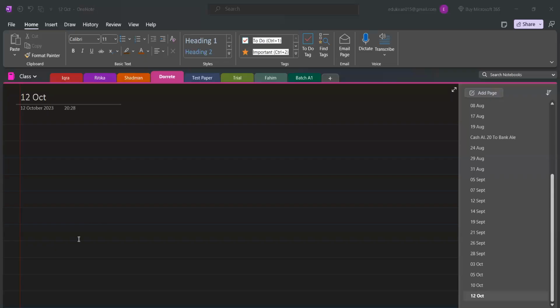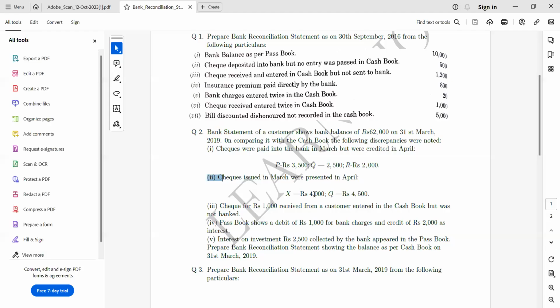Alright. Okay, no problem. We will discuss the question here. Sir, I had doubt on the first two questions, but the rest of the questions I did correctly. Okay, so the first is: checks were paid into bank in March, but were credited in April. So what is the problem here? I'm just confused. Should we add all these and just put it in the add column?